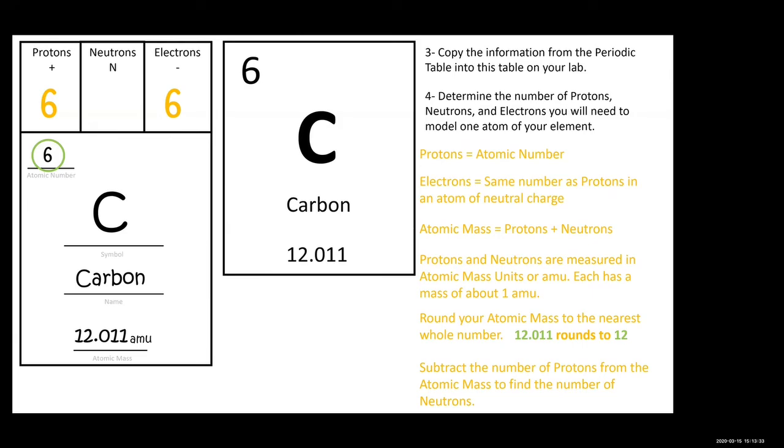And then we're going to subtract the number of protons from the atomic mass, and that will give us the number of neutrons, because the number of protons plus the number of neutrons equals the atomic mass. So that's not hard to do. We do 12 minus 6, and we get 6. So we know that's the number of neutrons we need. All right, so now we're ready to roll.